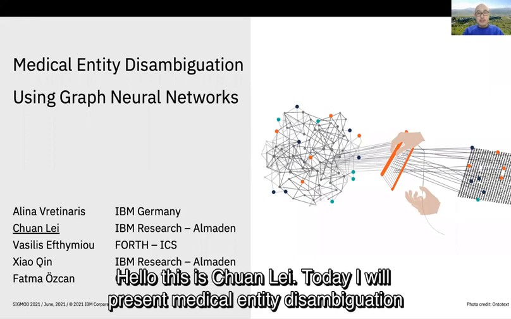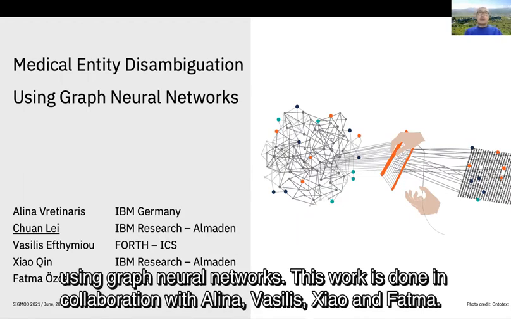Today I will present medical entity disambiguation using graph neural networks. This work is done in collaboration with Alina, Vasilis, Xiao, and Fatma.